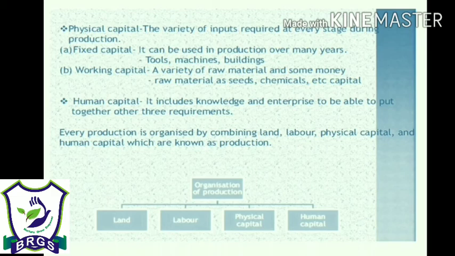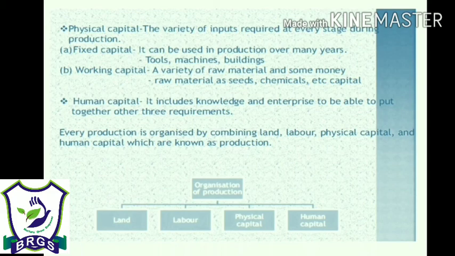The fourth requirement, your fourth factor of production, is human capital. Human capital includes knowledge and enterprise to be able to put together the other three requirements. Every production is organized by combining land, labor, physical capital, and human capital. These are called factors of production because our production is not possible without these inputs. All the inputs that are required for production are called factors of production.